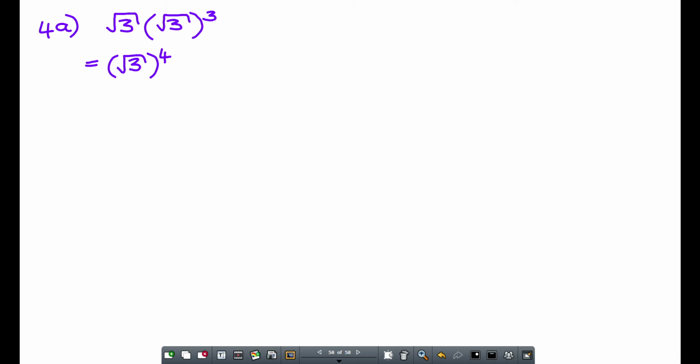Okay. Now, that is the same as square root 3 to the power of 2 times square root 3 to the power of 2. You didn't have to write this step. I'm just showing you. Why am I showing it to you like that? Because this square and that square root are opposites of each other, so they would cancel each other out.